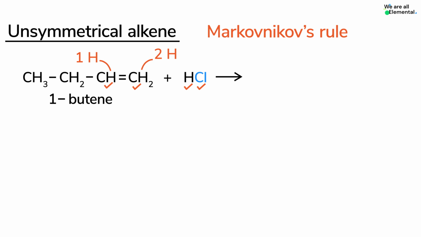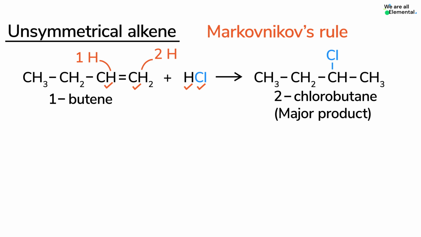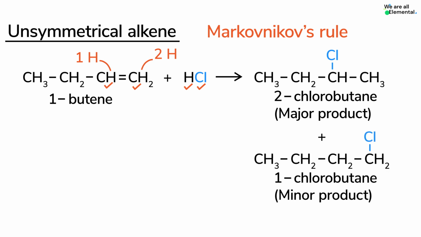That is, the major product in this example, where 1-butene reacts with hydrochloric acid, is 2-chlorobutane, and the minor product is 1-chlorobutane.